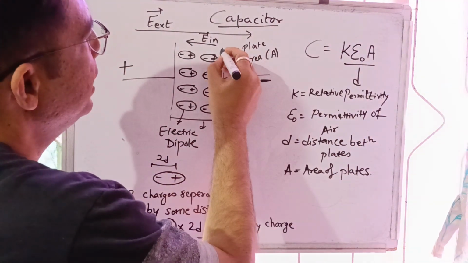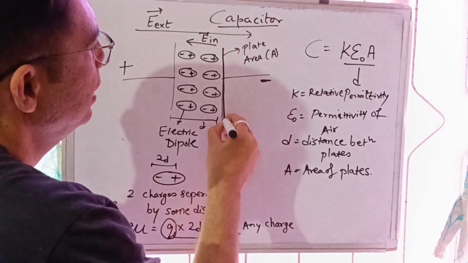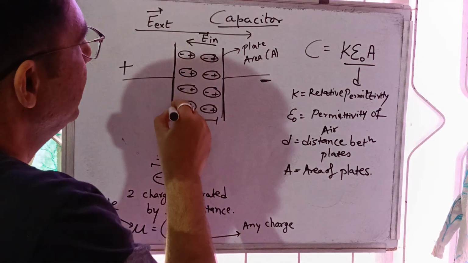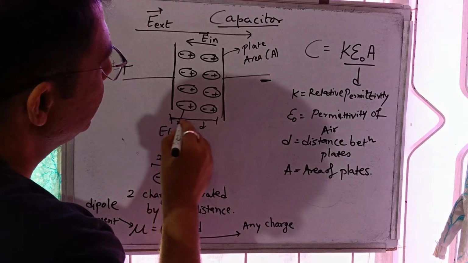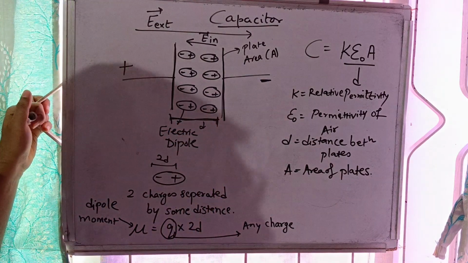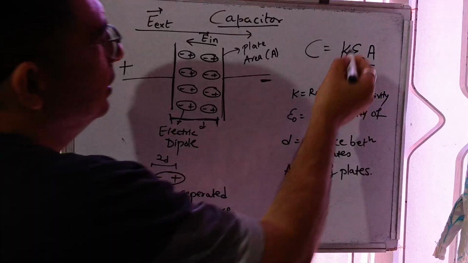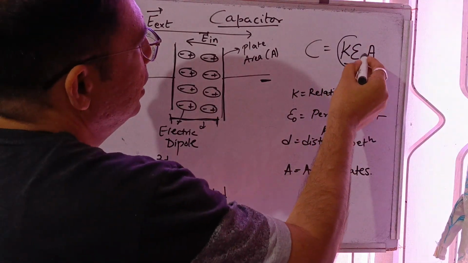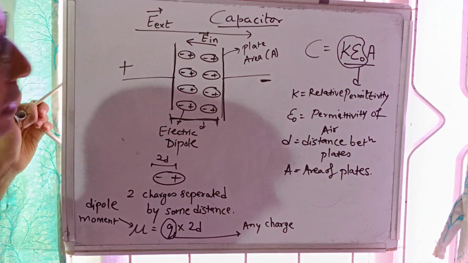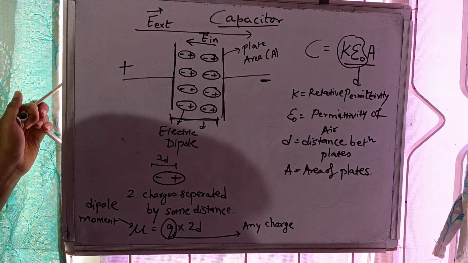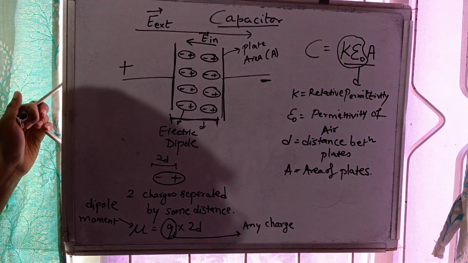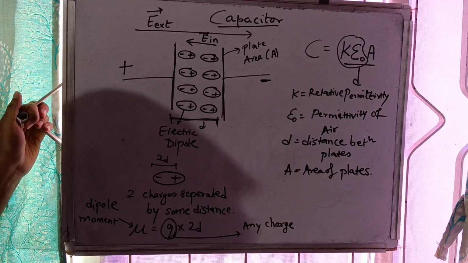Now A is the area of the plate, and D is the distance between two plates, and this term epsilon is nothing but a material constant, which is nothing but relative permittivity.